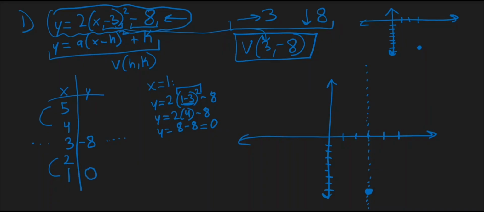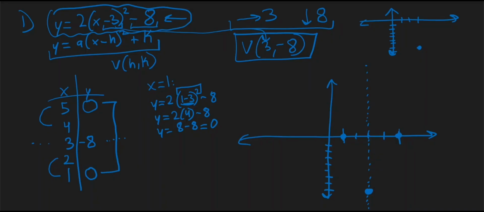This point would reflect over the axis of symmetry, meaning that when x is 5, y would also be 0. Why would that be true? Because if you graph (1, 0), which is right here, and reflect that across the axis of symmetry, then (5, 0) would also be a point on the parabola.